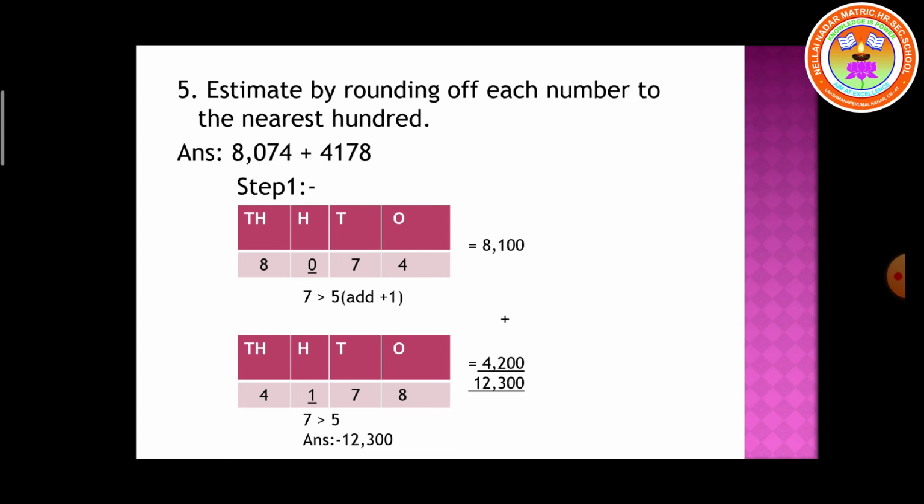Now what is your next one? 4,178. In the ones place you have 8, tens place you have 7, and hundreds place you have 1, and thousands place 4. So now you have to round off this one. So in the tens place what do you have? 7. 7 is greater than 5. So you have to add 1 to the hundreds place. So you will be getting 4,200. Now you have to add both the numbers, that is 8,100 plus 4,200. So in total you will be getting the final answer 12,300. Is it all clear children? Yes. Shall we move on to the next problem?